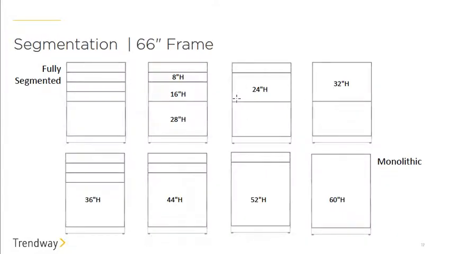Attached here is a description of the various tile heights that we offer on our standard frames. Our frames are fully segmented, and we always start with a standard base tile of 28 inches on the bottom, and then we have 8-inch segmentation all the way up in height. So here are a couple of different examples of these elevations. The heights come in 8, 16, 24, and 32, again all 8-inch increments. And then we also offer monolithic, which is anywhere from a 36-inch high tile up to 60 inches in height.